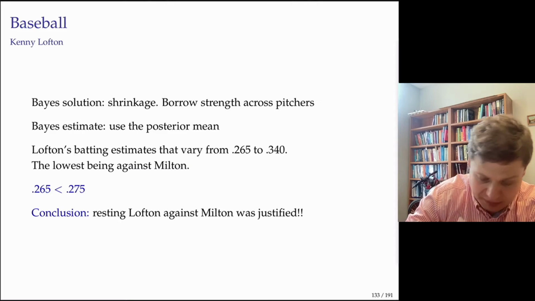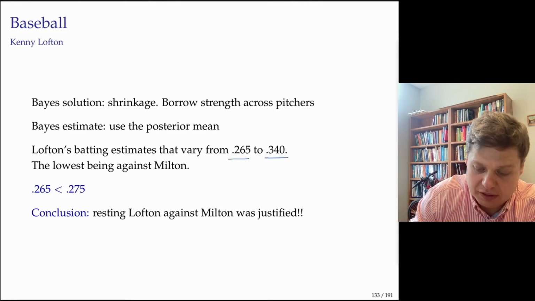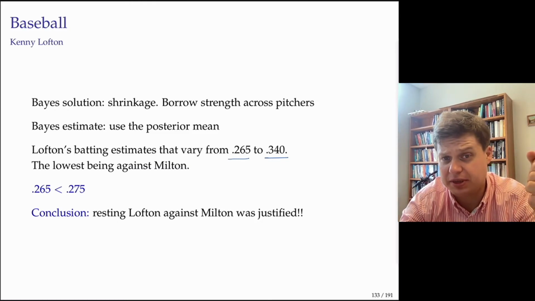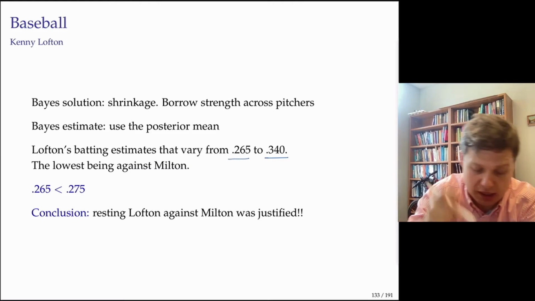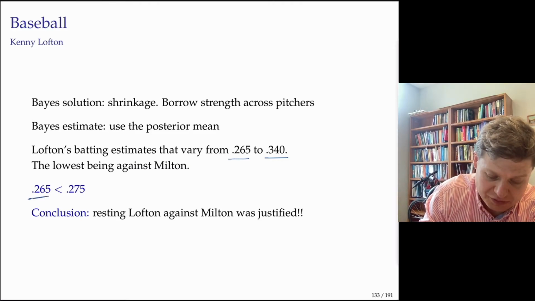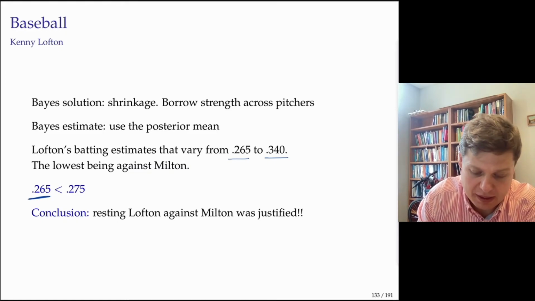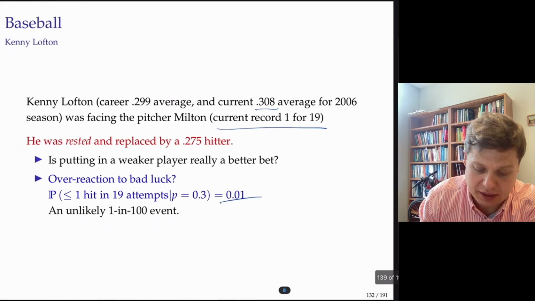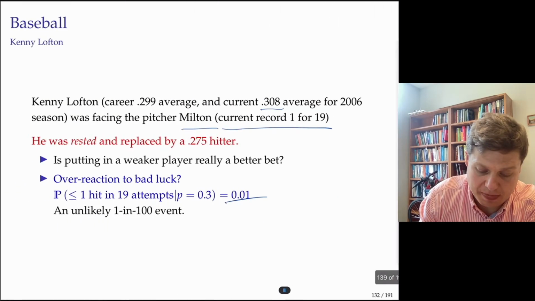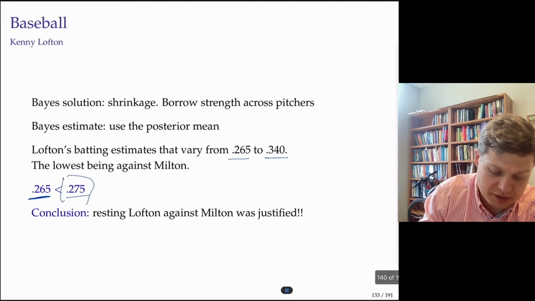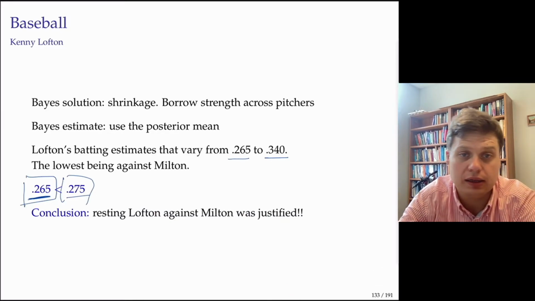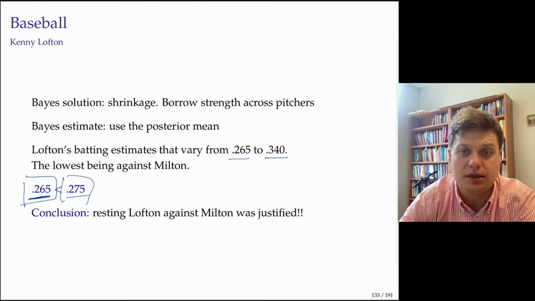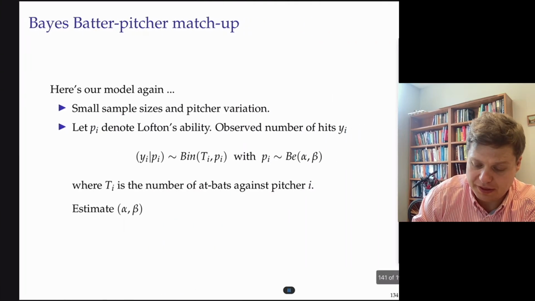For him, his batting average was from .265 to .300, the lowest batting against Milton again. What happens is that all of the batting averages basically got shrunk. If you look at the lower end of this interval, it's .265, so it's actually below .275. From the Bayesian perspective, replacing Lofton with a .275 hitter was justified, because on the left end of the ability scale, Lofton was .265. So the conclusion from this analysis is that resting Lofton against Milton was well justified.